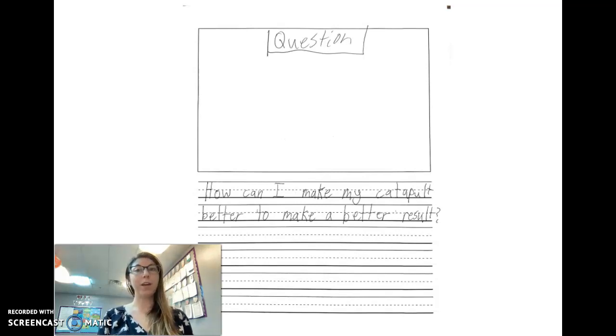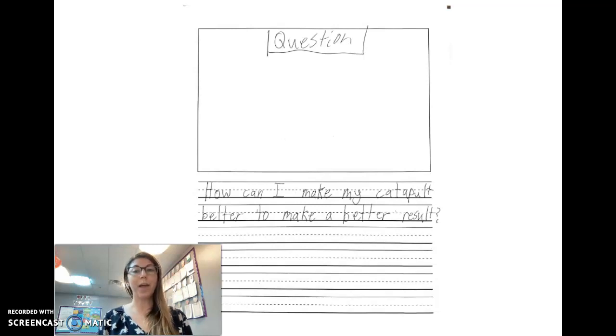This week we made our catapult assignments, but on Tuesday we redesigned and rebuilt our catapults to see if we can make them better and make our ping pong and cotton balls launch farther. The first page that you are going to be completing is your question page. So if you haven't already made it, go ahead and make your question page.